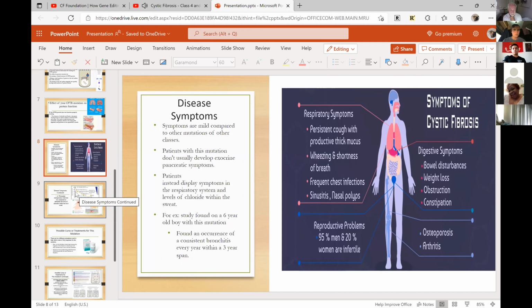And then on the image on the right, we'll see that the respiratory system, like I said, shows coughing, thick mucus, shortness of breath, and chest infections. On to the next slide, please.